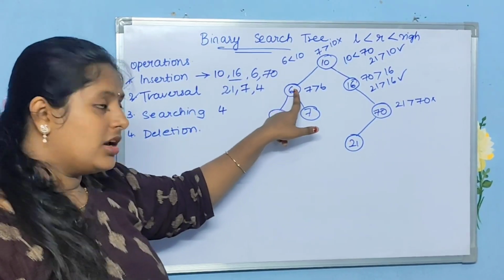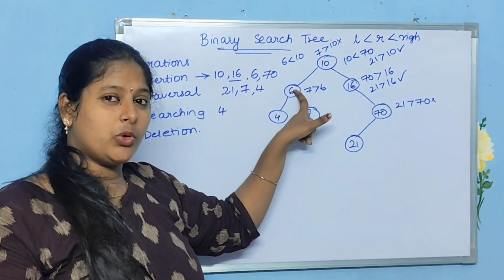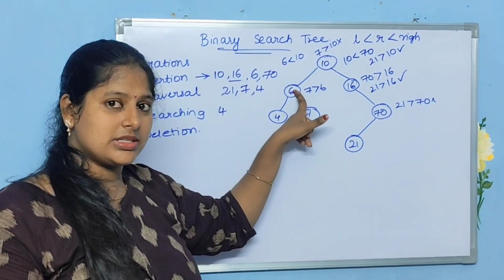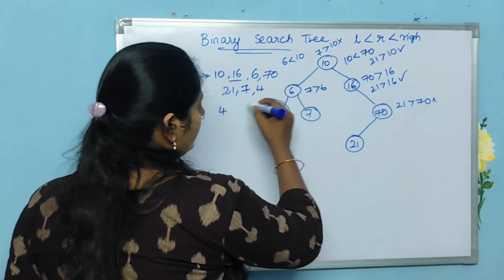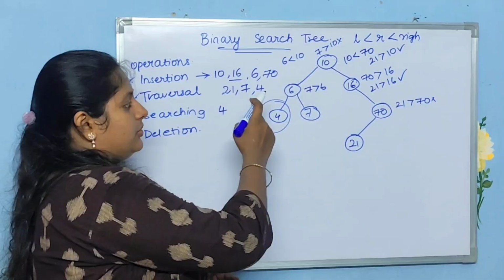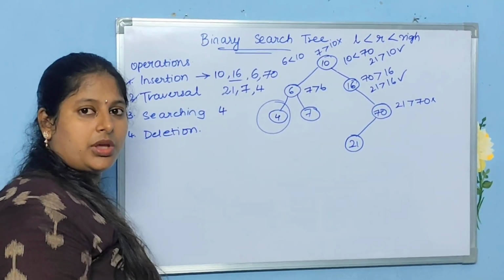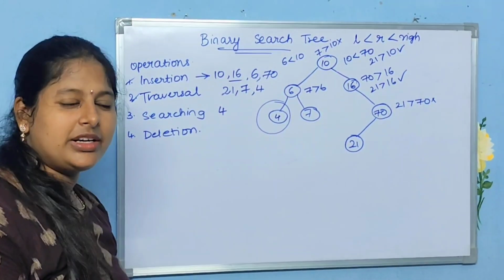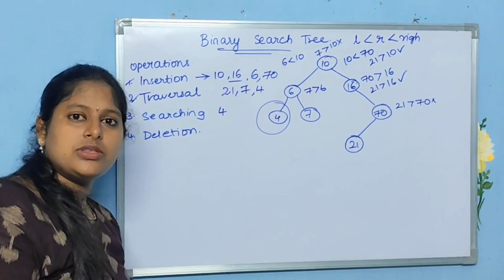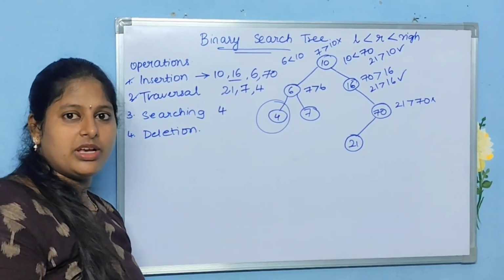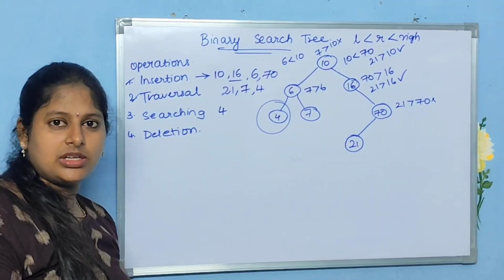So 6 is there. Here you have to check: is 4 less than or greater than 6? It is less than, so now you will go to the left subtree. Here 4 is found. So the advantage of this binary search tree is, if you want to search an element, since it is node based, you need not do unnecessary traversals.